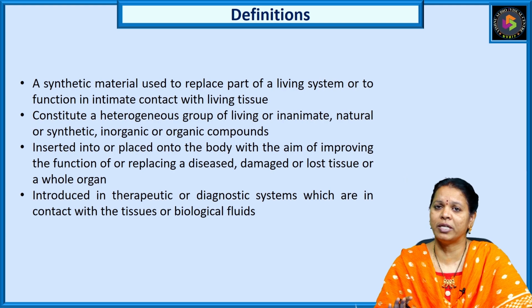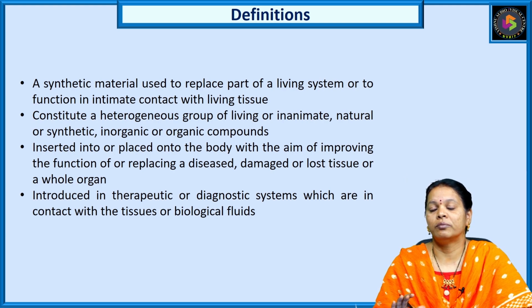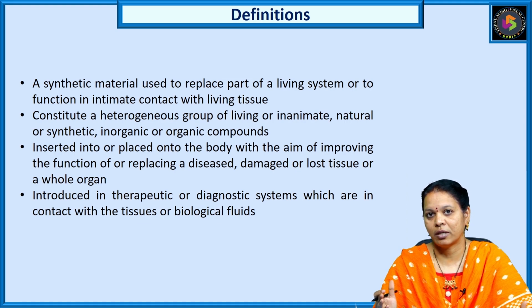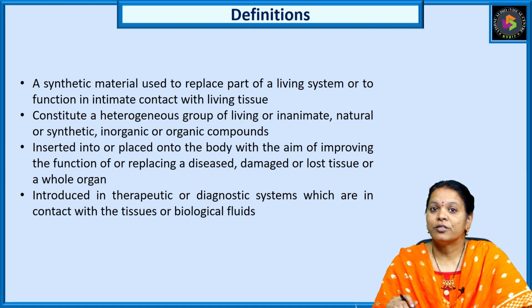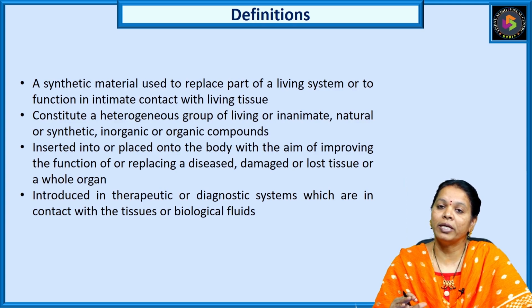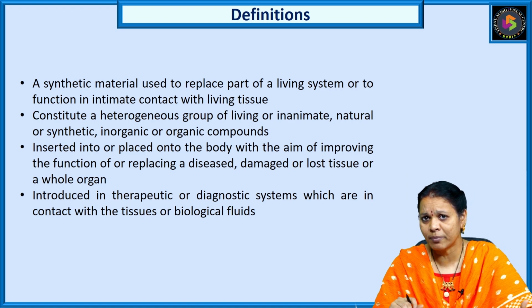This material may be a direct natural material like cotton or silk, which can be directly taken from nature, which is biocompatible in characteristics, and thereby it can be directly used. Example, sutures. Whereas a few of the materials cannot be directly used from nature, though they are available, because they cannot be taken into the body directly.